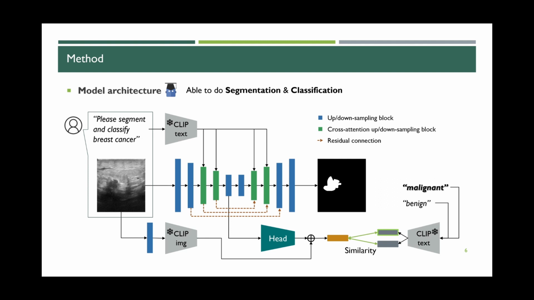Then, how to decode the yellow vector? We will encode potential choices such as malignant and benign with a frozen CLIP text encoder and compare the similarity between the yellow vector and embedded choices. Next, we find the yellow vector represents malignant. Such design enables the model to do various classification tasks, regardless of the number of the classes.